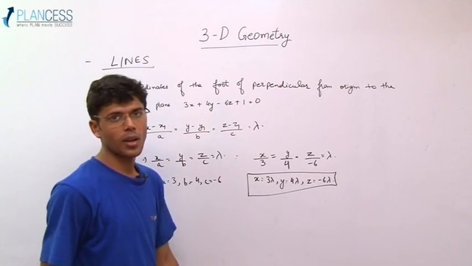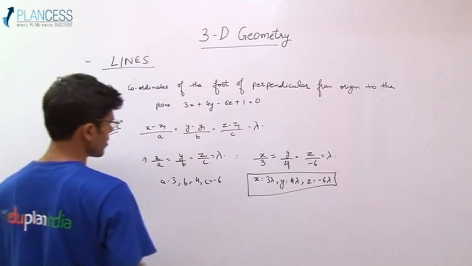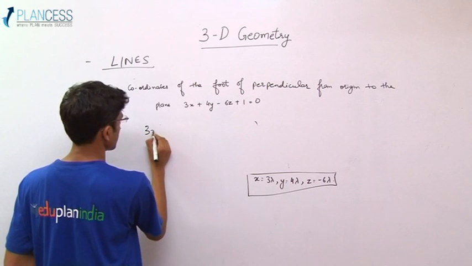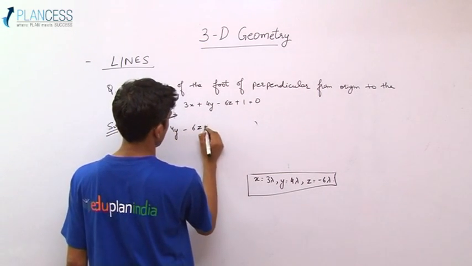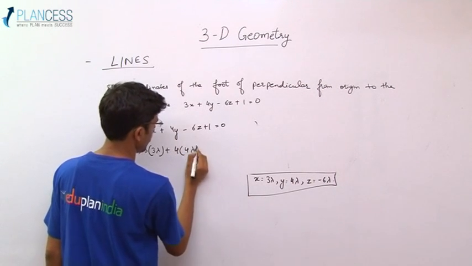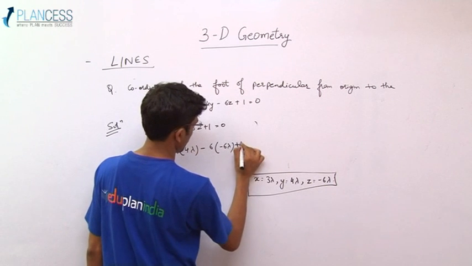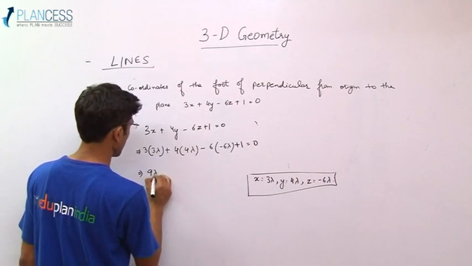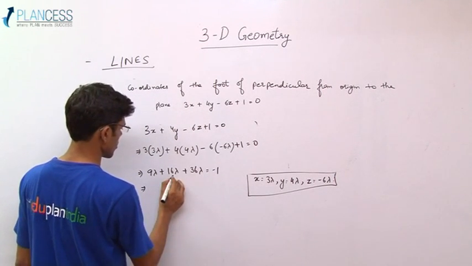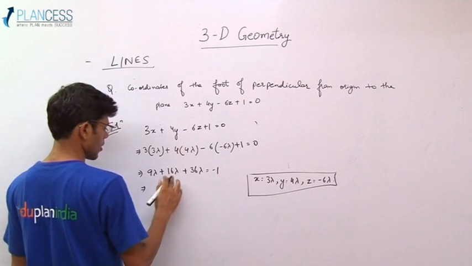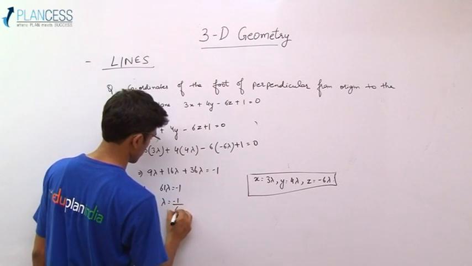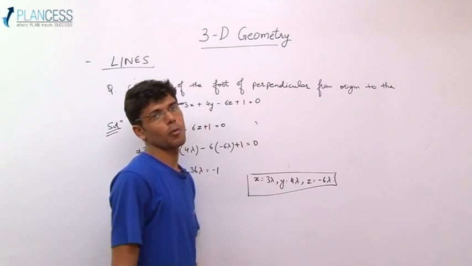Now to find the foot of the perpendicular, that particular point lies on this plane. So substituting these three coordinates in the equation of the plane, 3x plus 4y minus 6z plus 1 is equal to 0, we get 3 times 3 lambda plus 4 times 4 lambda minus 6 times minus 6 lambda plus 1 is 0. So 9 lambda plus 16 lambda plus 36 lambda is equal to minus 1. This is 25, 25 and 36 is 61. So lambda is minus 1 upon 61. Putting the value of lambda here, we get the coordinates of the foot of the perpendicular.